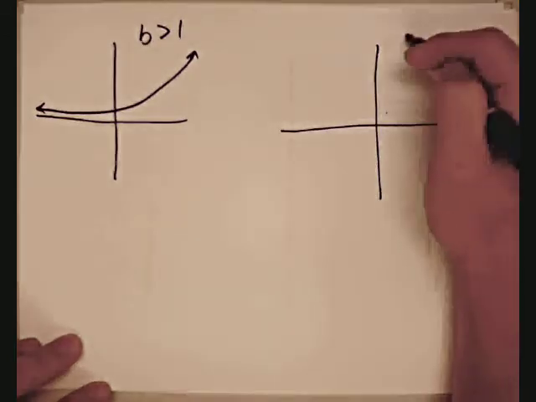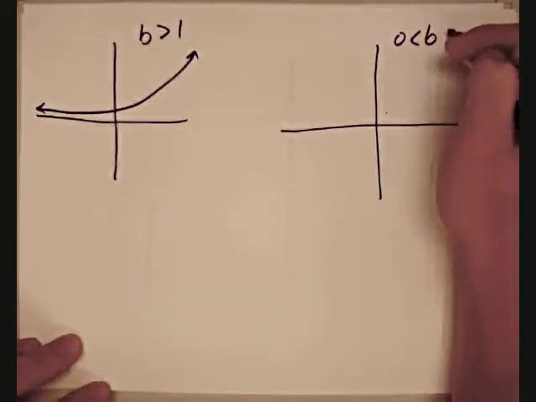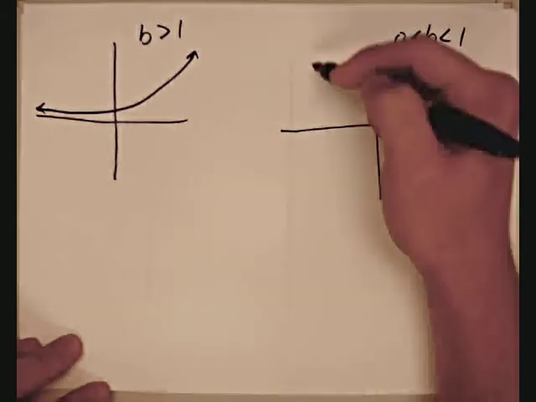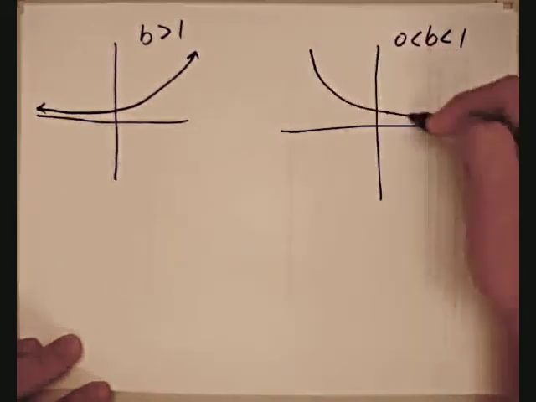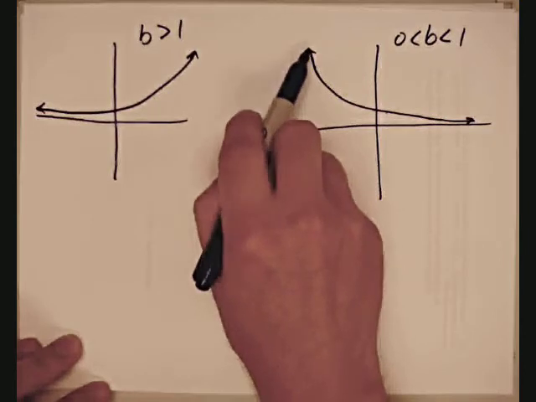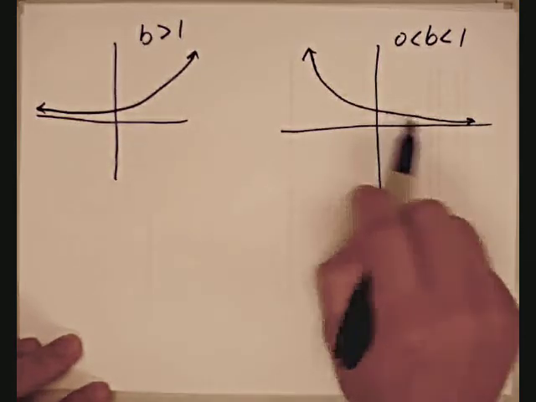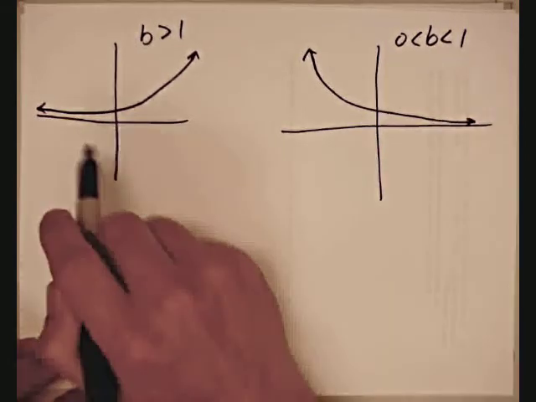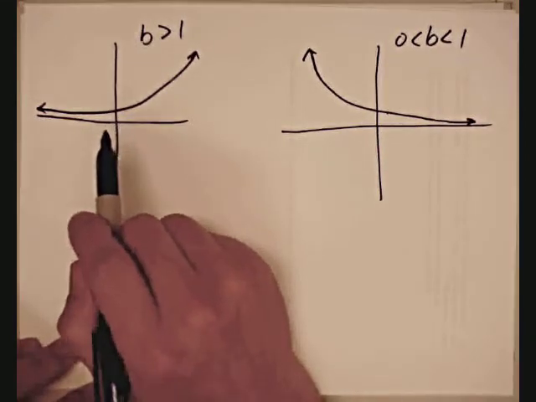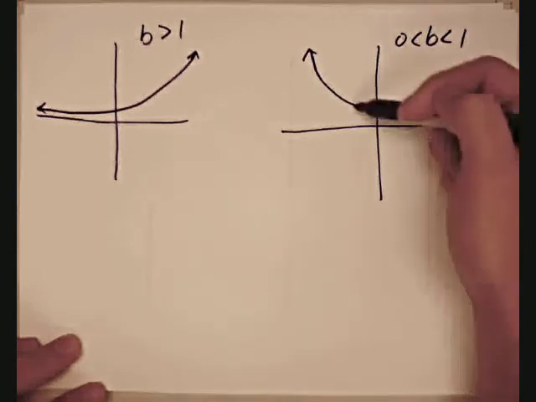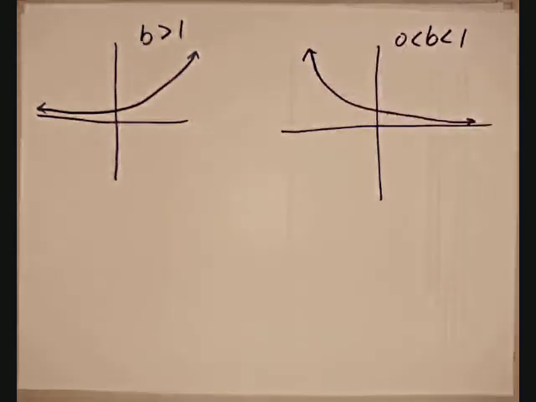If your base is between 0 and 1, then your graph will look very similar to this, except backwards. It will look something like this. Again, notice on one end we've got a very steep graph, and on the other end we have a graph that's flattening out. So this is why we say that exponential functions are very good at modeling rapid growth or rapid decay, because we see this very steep graph that gets more and more steep as we move along.